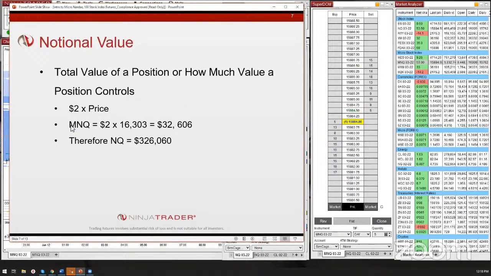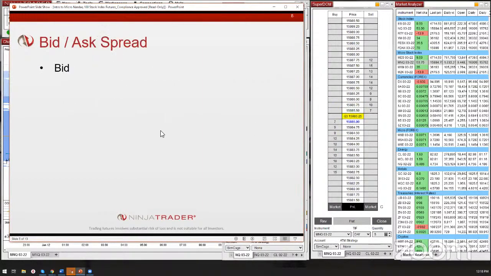The NQ, the big E-mini NQ, would be 10 times that, would be $326,060. And now you can start seeing the relationship between notional value, the size of your futures trading account, and how much leverage you employ. Things could really get out of hand quickly. So you've got to be easy on the day trade margins.